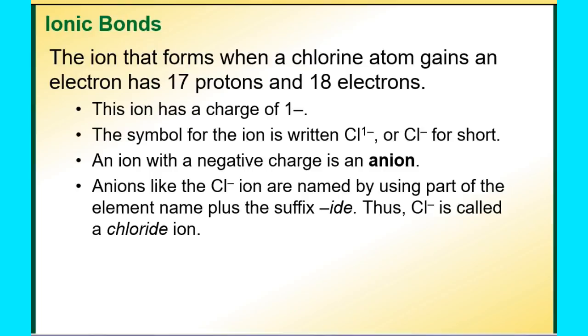Anions, like the Cl- ion, are named by using part of the element name plus the suffix "-ide". Thus, Cl- is called a chloride ion.